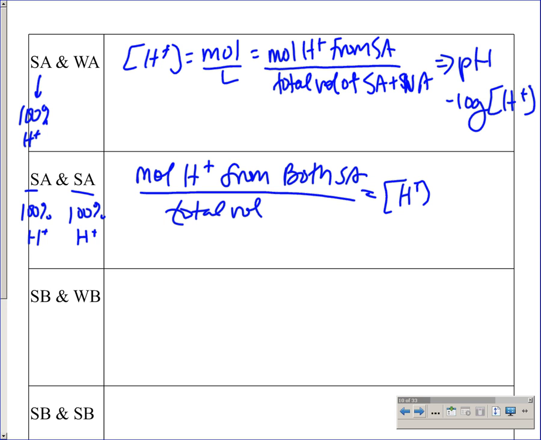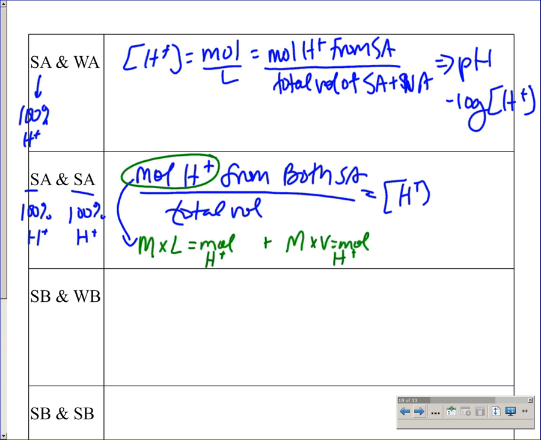So in this case, to get to the moles of H plus, you're going to have to take your molarity given to you, the acid, times the volume to give you moles, and then do that again. Molarity times volume to give you moles. So this is moles of H plus from the first acid, and this is the moles of H plus from the second acid. So just getting the moles of H plus, it's fairly simple. You just have to look at the givens given to you in the problem.